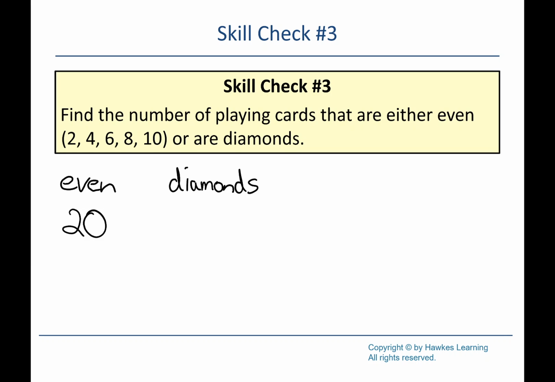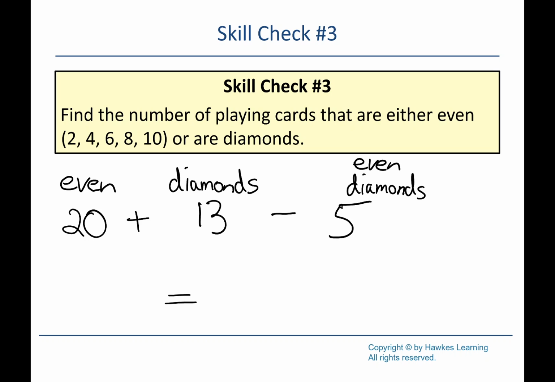And we need to list how many diamonds we have. There's 13 in each suit, so 13 diamonds. And then we have to subtract the even diamonds. So we'll have a 2 of diamonds, 4 of diamonds, 6 of diamonds, 8 of diamonds, 10 of diamonds. So we have to subtract 5. And what do we get there? 33 minus 5 is 28 on that one.